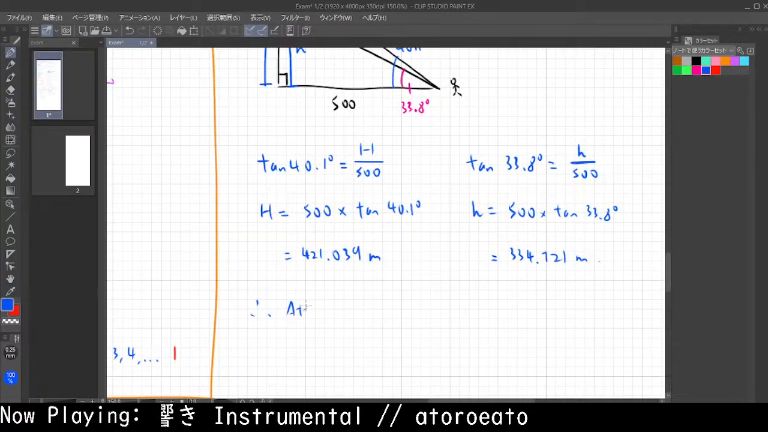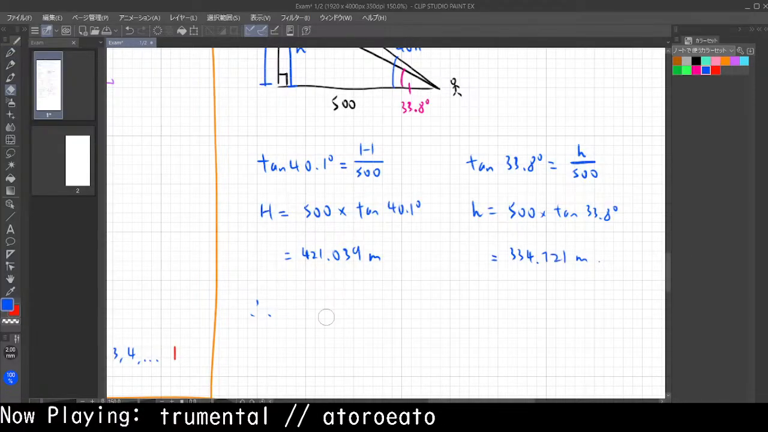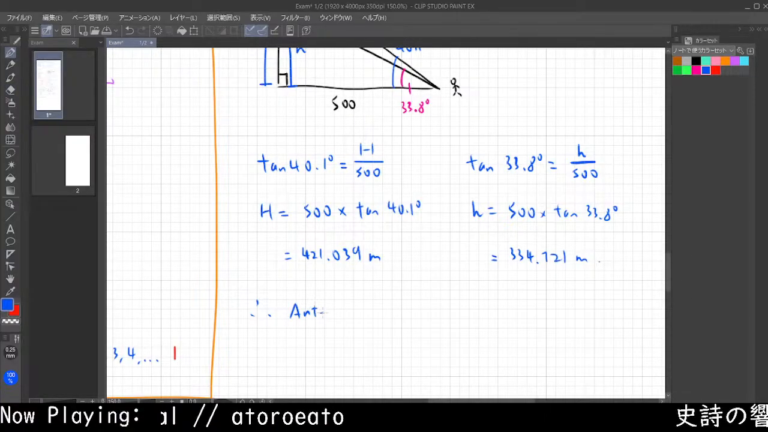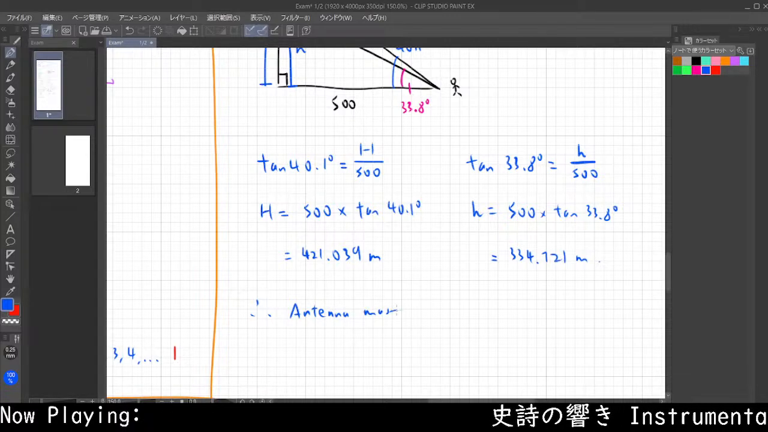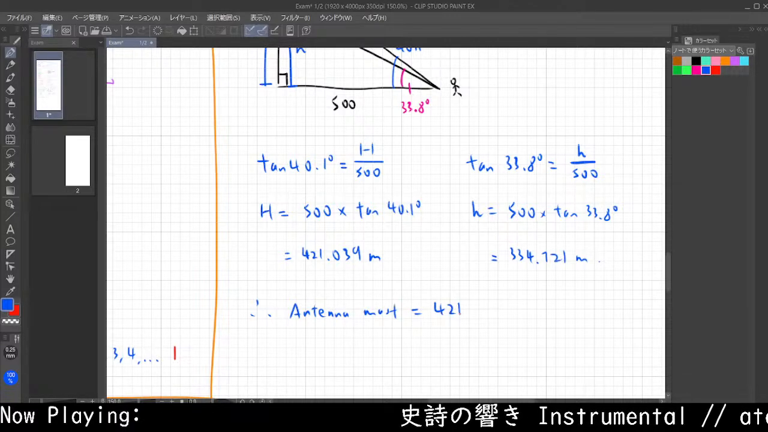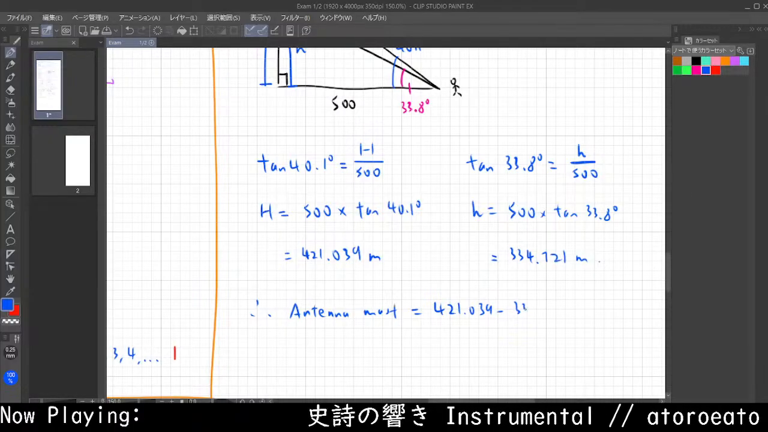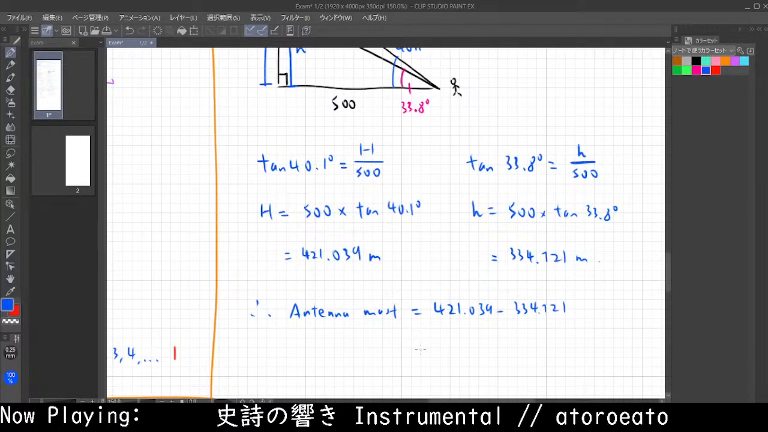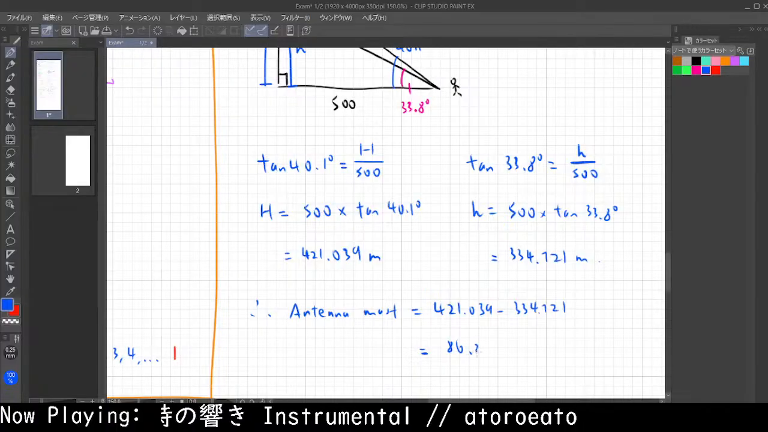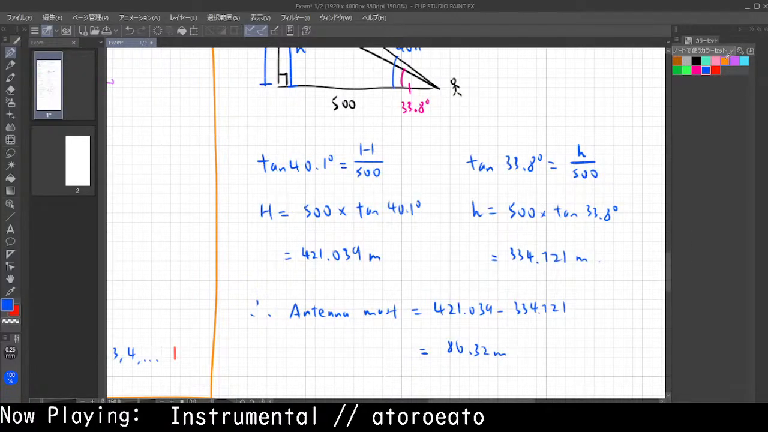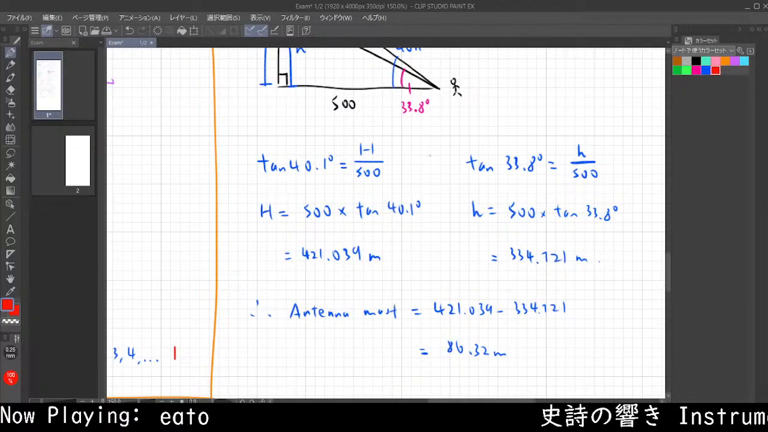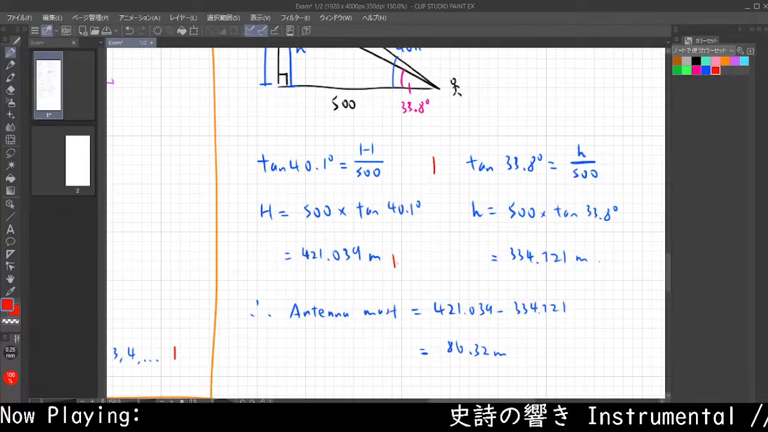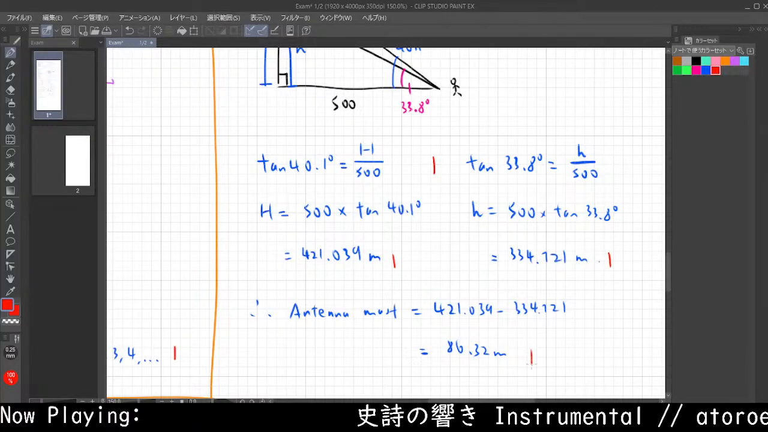Therefore, the length of your antenna is equal to your big H minus your small h. So this minus this. Then over here you will need to put your answer into decimal places, so it will look like that. For marks, any of these rewards 1 mark: answer for big H, answer for small h, antenna mast.